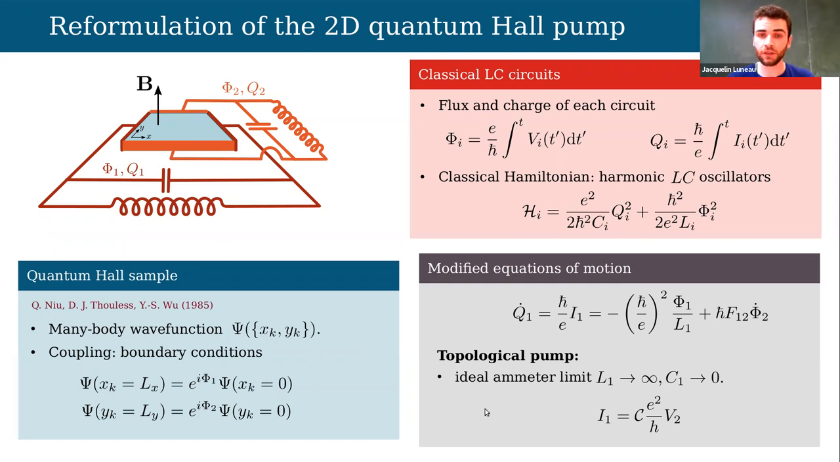And so as we saw before, it will define a Berry curvature, and due to the periodicity, we define a Chern number. So when we look at the modified equation of motion for the charge in circuit one, for example, it will be coupled to the variation of the flux of circuit two through the Berry curvature. And so in the limit of an ideal ammeter, what we get is precisely the quantum Hall effect, which means that we have a perfect transverse conductor. The current in circuit one is only due to a voltage applied transversely in circuit two and not to the voltage on circuit one. And we have this relation with a topological integer C.